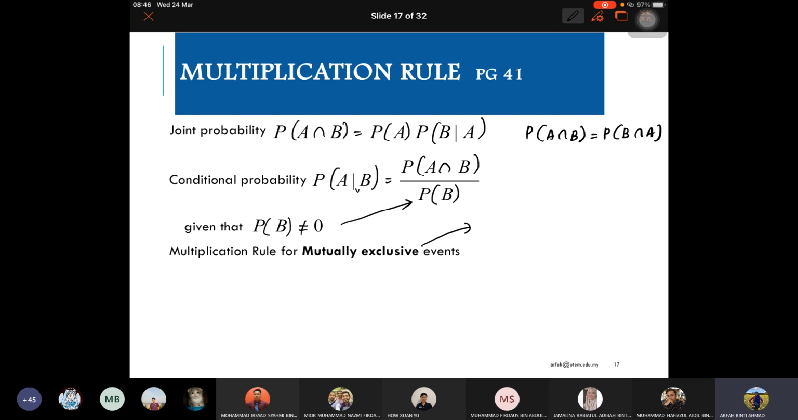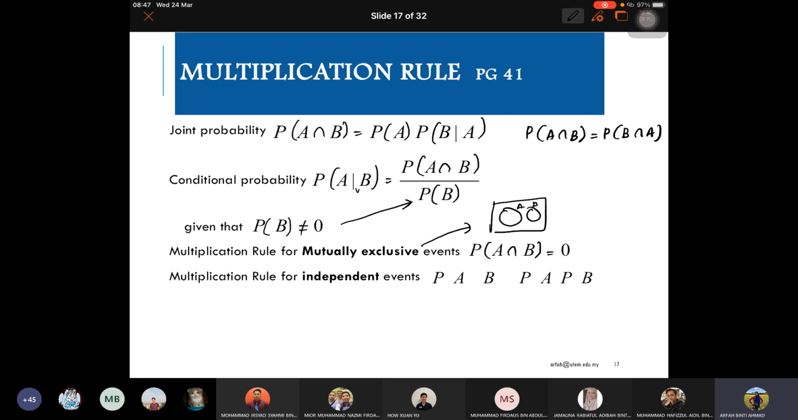And the last one, kita ada multiplication rule untuk mutually exclusive events. That means mutually exclusive yang tidak ada pertindanan antara A dan B. For this case, probability of A and B akan sama dengan kosong. Okay. And multiplication rule for independent events, probability of A and B akan sama dengan PA kali dengan PB. Okay. Yang ini untuk independent events, yang tidak ada bersangkut paut. Okay, A dan B berlaku.